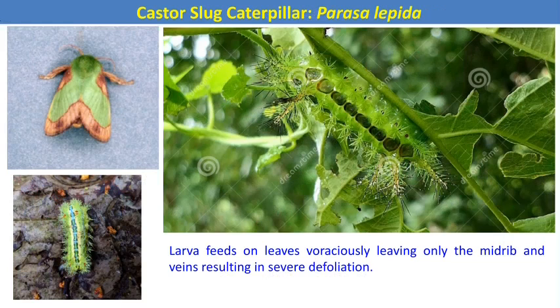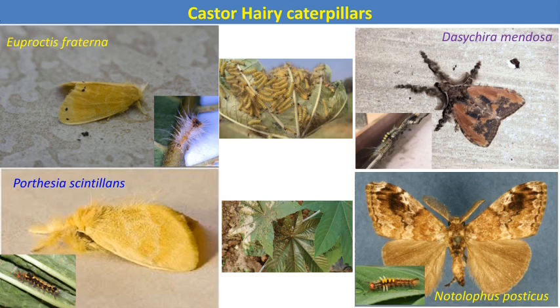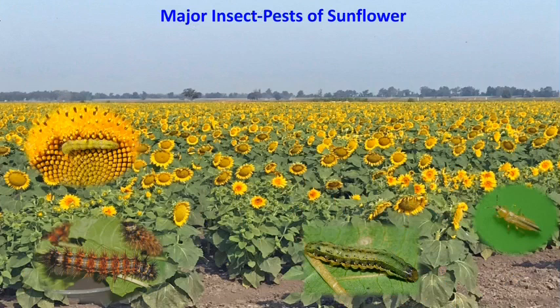Then next is the castor slug caterpillar, also called the stinging caterpillar, and it is a voracious feeder on the leaves. It starts feeding from the margin up to the midrib, and in case of severe infestation, complete defoliation of the plant occurs. Then these are the different species of hairy caterpillar. There are about 4 species of hairy caterpillar which attack castor crops. They feed on the leaves and the plant is completely defoliated.